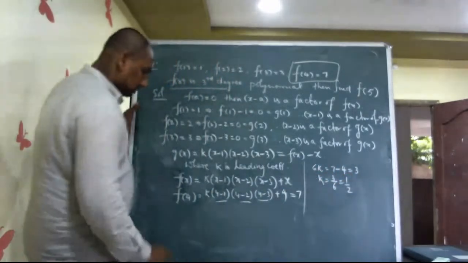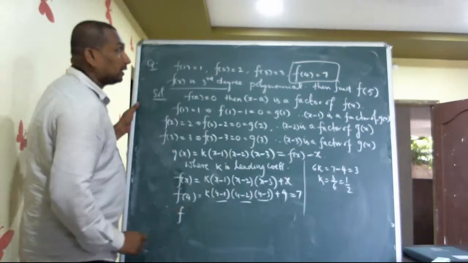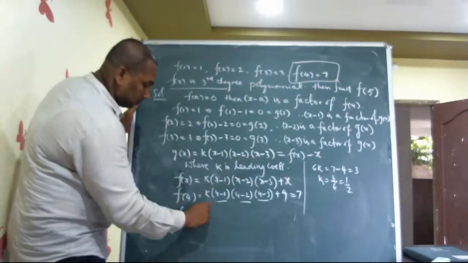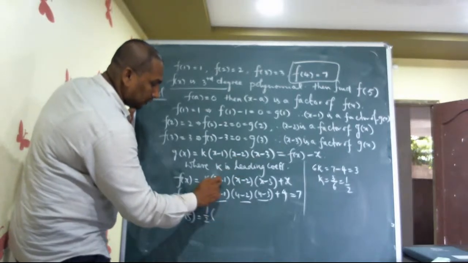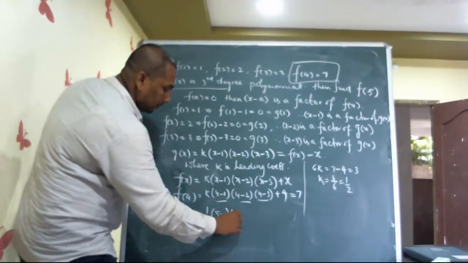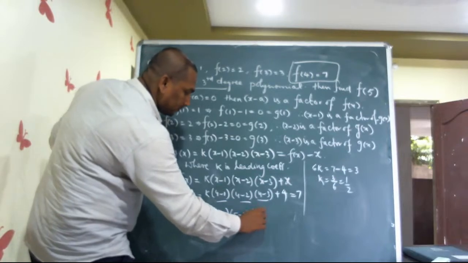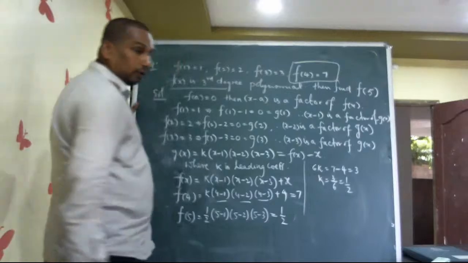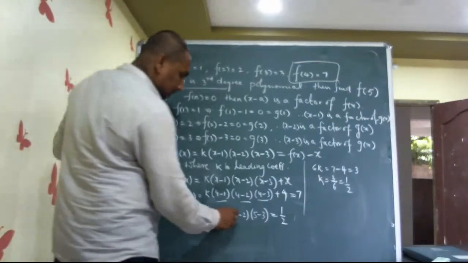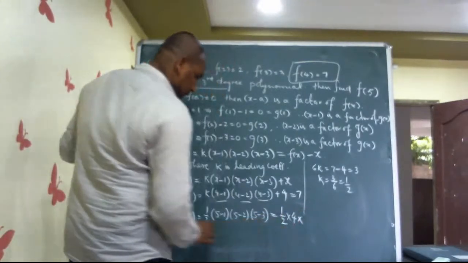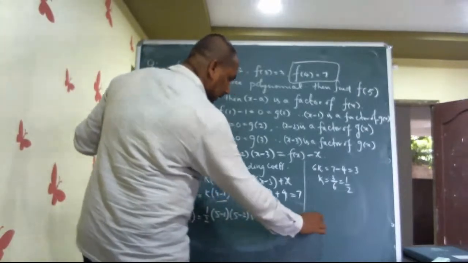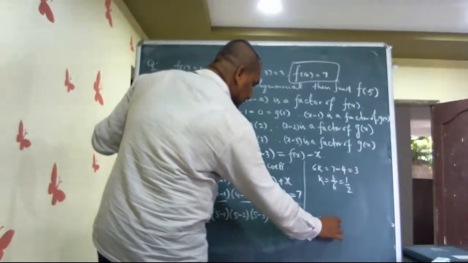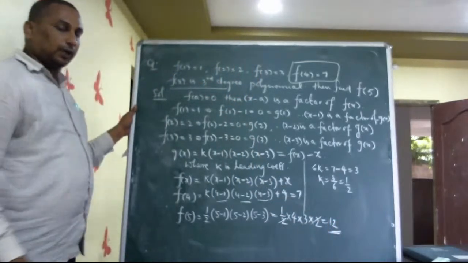1 by 2. So therefore, what we required? F of 5. What is k value? 1 by 2 into 5 minus 1, 5 minus 2, 5 minus 3. So half of 5 minus 1, 4, 5 minus 2, 3, 5 minus 3. So these cancel. So what is the value of f of 5?